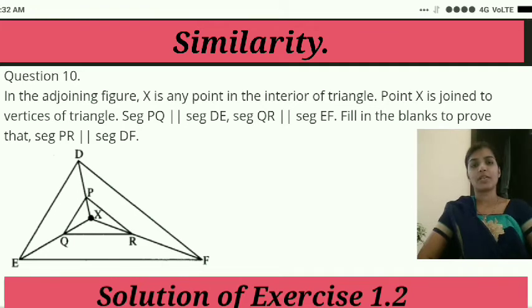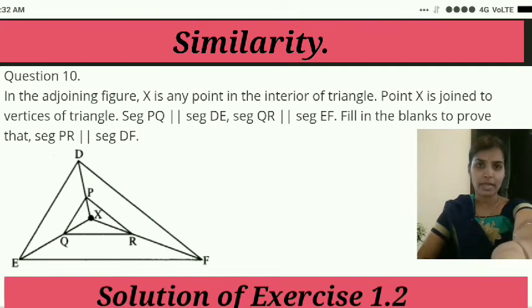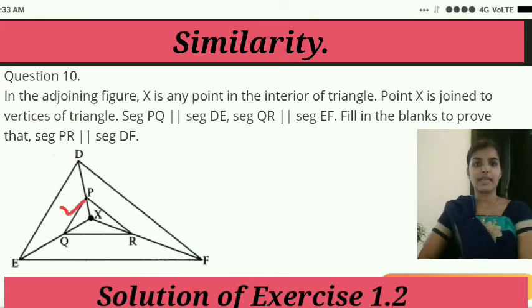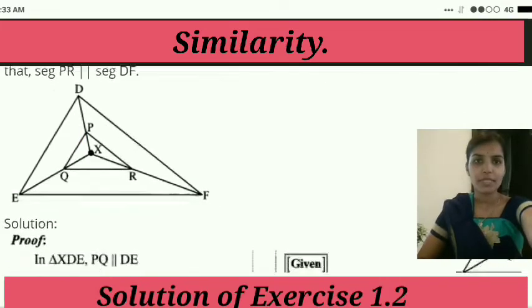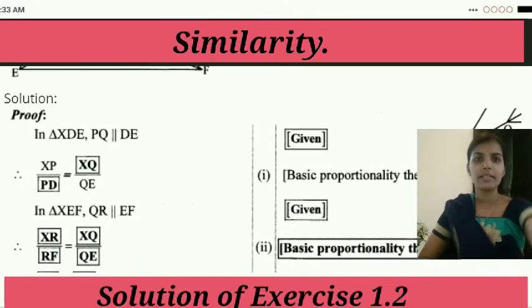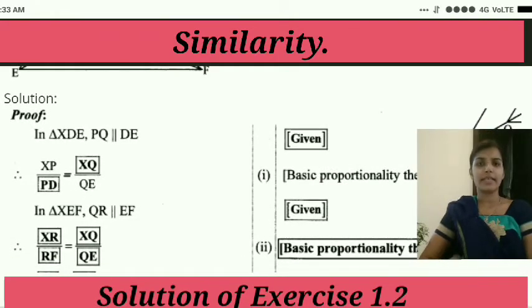How is it possible? So here in these two triangles, triangle XDE and triangle XEF, we have to use the BPT. BPT, you know, basic proportionality theorem. So how is it, we will see. In triangle XDE, PQ is parallel to DE. If the PQ is parallel to DE, then we are taking the ratio XP upon PD is equals to XQ upon QE. It is basic proportionality theorem.